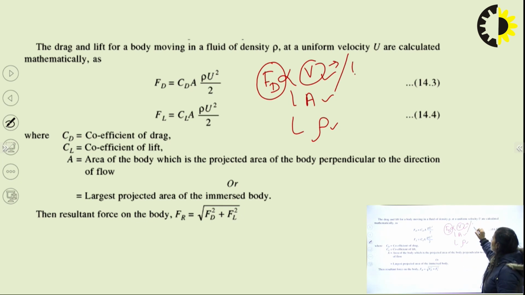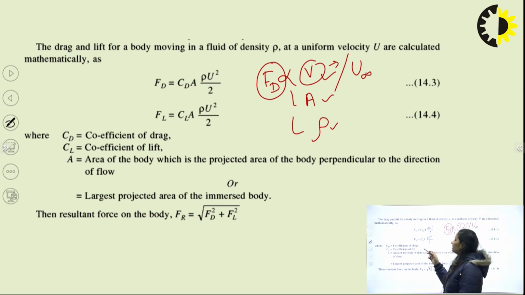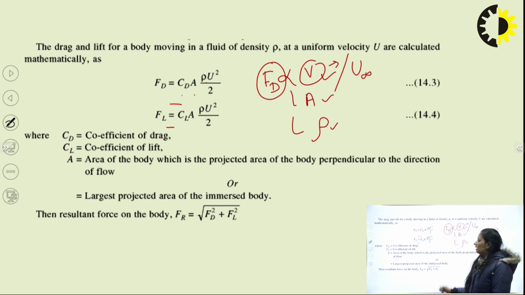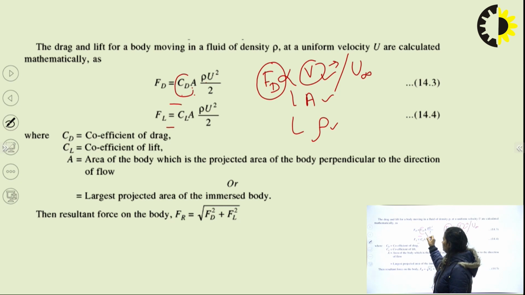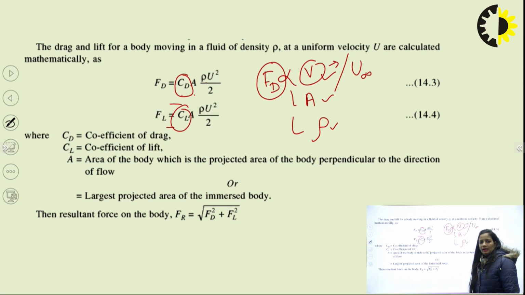So I am denoting it with infinity. When you formulate the formula, you get Fd equal to Cd, area, multiplied by rho u infinity square by 2. This is the formula for Fd, and the formula for Fl is Cl, area, rho u square by 2. Here Cd is the coefficient of drag and Cl is the coefficient of lift.